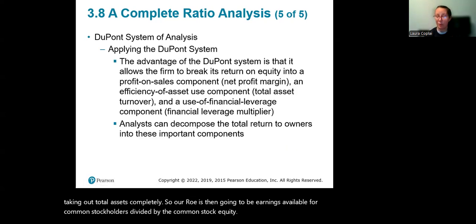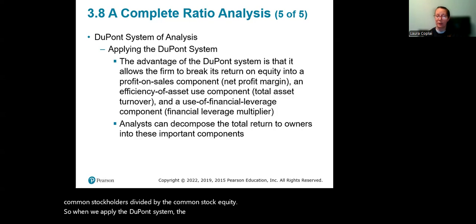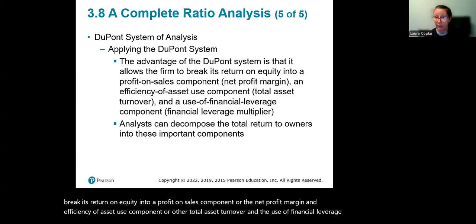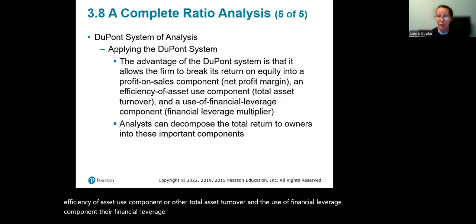So when we apply the DuPont system, the advantage of it is that it's going to allow the firm to break its return on equity into a profit on sales component, or the net profit margin, an efficiency of asset use component, or their total asset turnover, and the use of financial leverage component, their financial leverage multiplier, the FLM. So analysts can decompose the total return to owners into these important concepts.